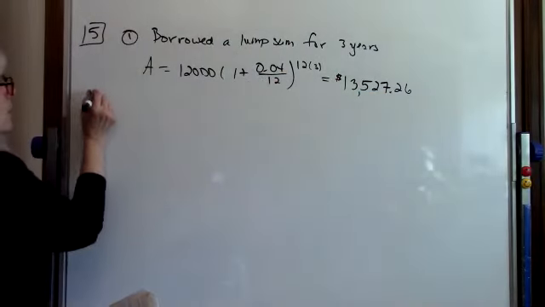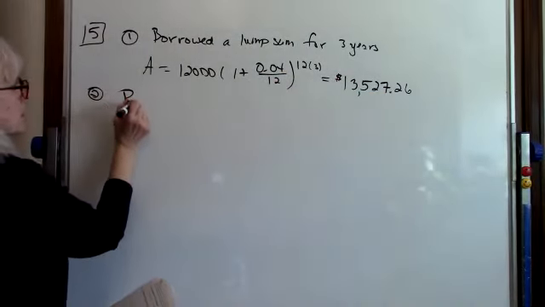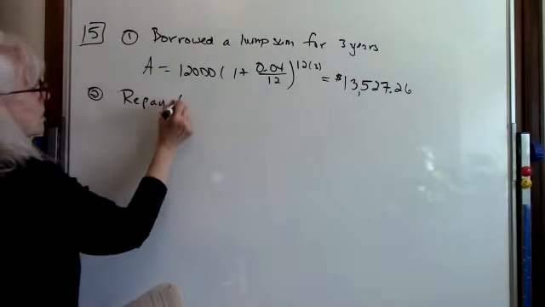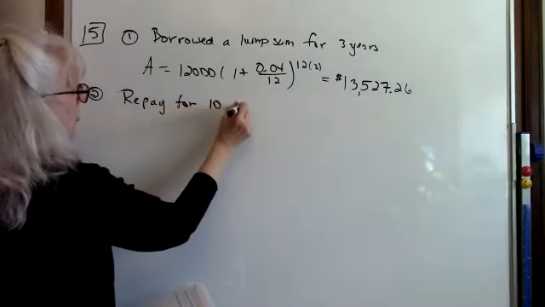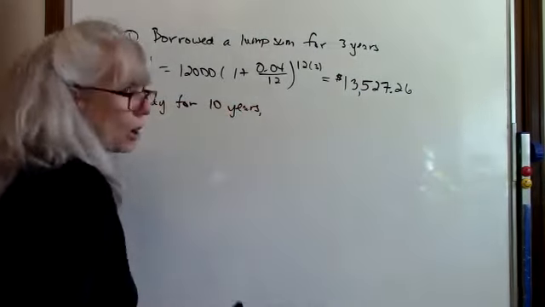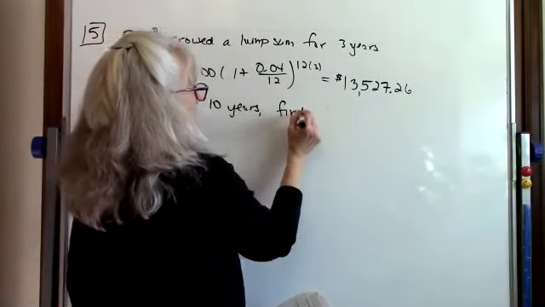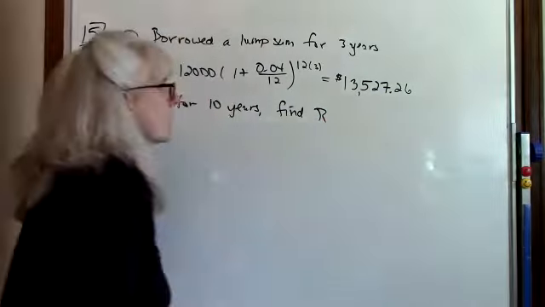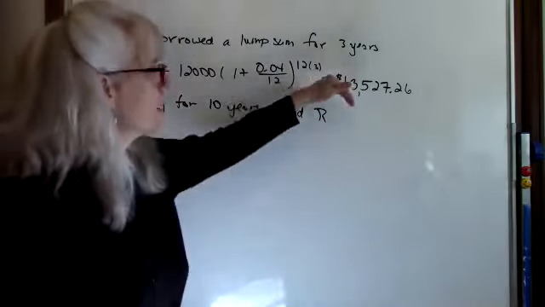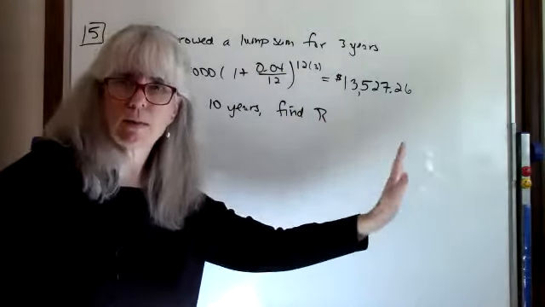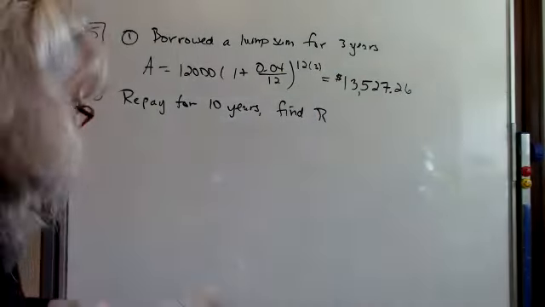Okay, part 2 is now he's going to come back and repay that. So he's going to repay for 10 years. We need to figure out what R is. How much is he going to pay every month? So we need to find that periodic payment R. Okay, so this is the money up front. When he's done paying it off, he'll have 0 at the end. So that's an amortization formula.